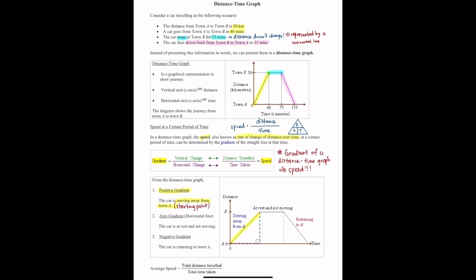Let's now look at this blue color horizontal line here. When it is a horizontal line, the gradient is 0. The object, or the car in this case, is at rest and not moving. Last but not least, this downward sloping line where the object, in this case a car, is returning back to the starting point. Negative gradient, returning back to starting point, in this case town A.